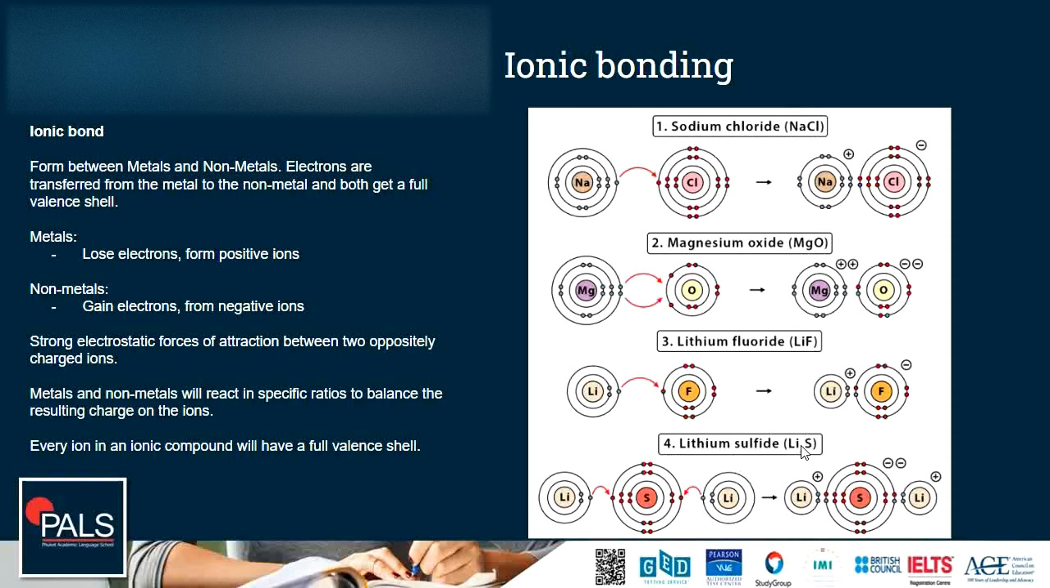Lithium sulfide is a different example, which gets a bit more complex. Now we have sulfur with 6 electrons on its outer shell. It wants 2 more. Lithium just wants to lose 1, which means for every atom to gain a full outer shell, we now need 2 lithium atoms, each losing 1 electron, and sulfur gaining these 2 electrons. We now have lithium sulfide with 2 positively charged lithium ions, each with 1 positive charge, and a sulfide ion with 2 negative charges. So the formula of the lithium sulfide compound is Li2S.